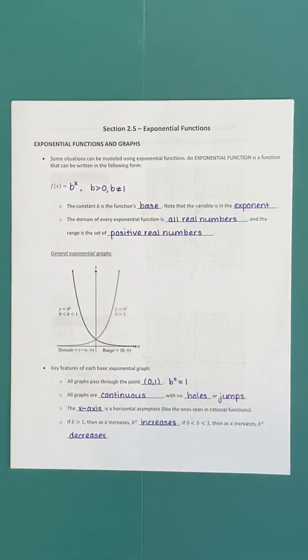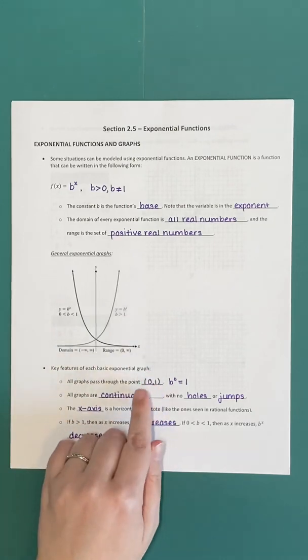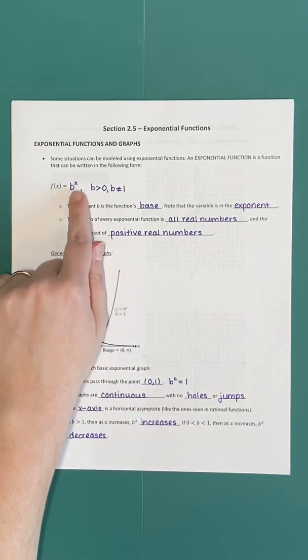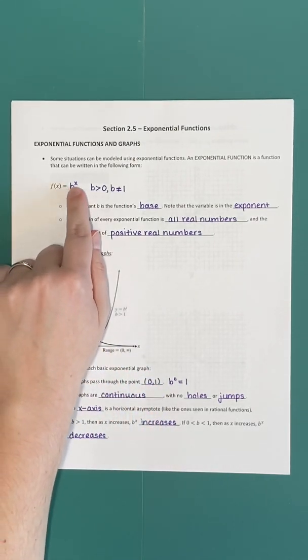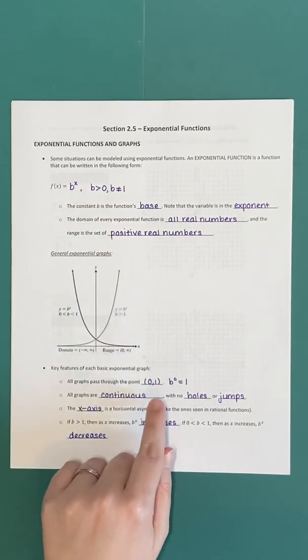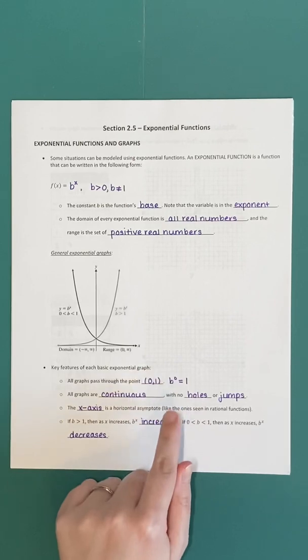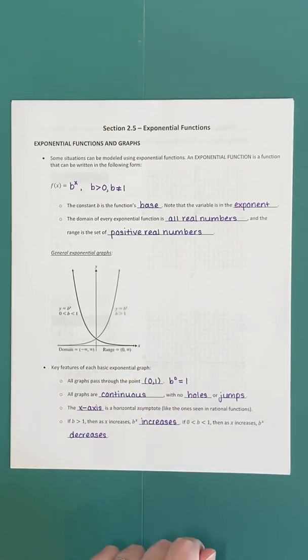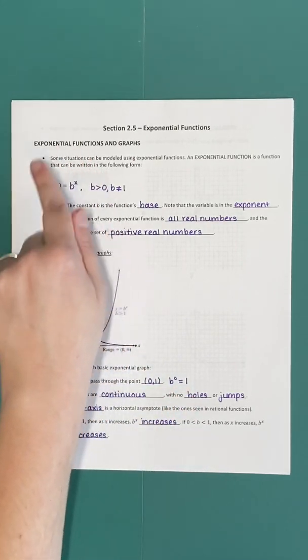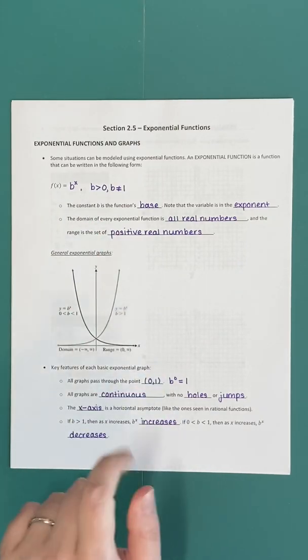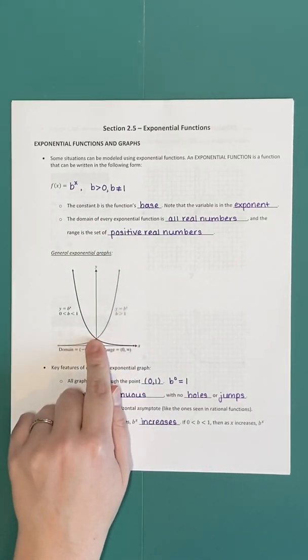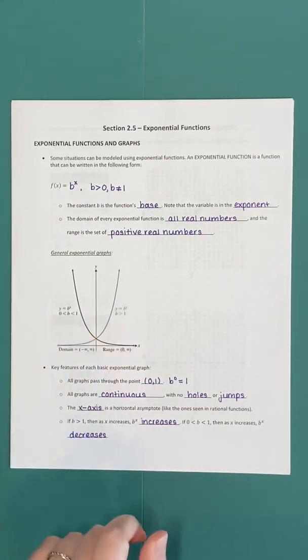So regardless of what the base is, if we plug in x equals 0, in other words, make the exponent 0, we're always going to get an output of 1, because anything to the 0 power is always going to be 1. So any of these basic exponential graphs is going to cross through the y-axis at 1. So we always have a y-intercept of 1 for the basic exponential graph.